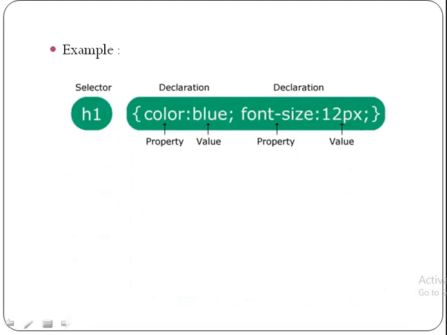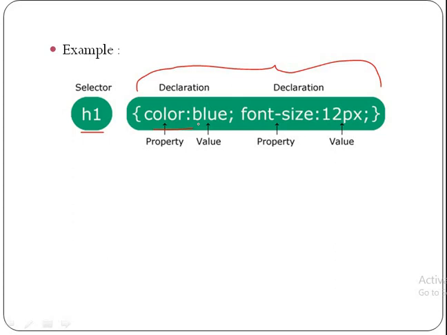So, here is the example, that is here selector is h1, that is the tag that is to be styled is h1, and the whole part inside the curly braces is known as declaration, and declaration includes the property and value pairs. Here the property is color and the value of that particular property is defined as blue.